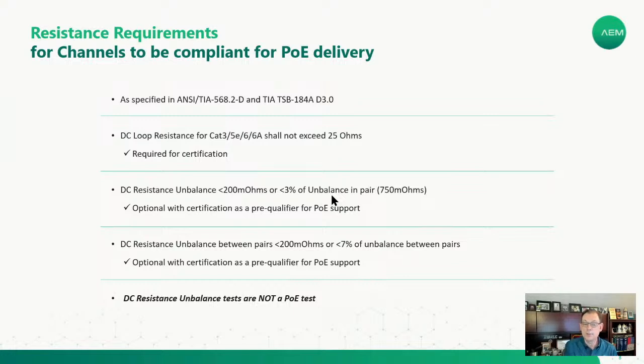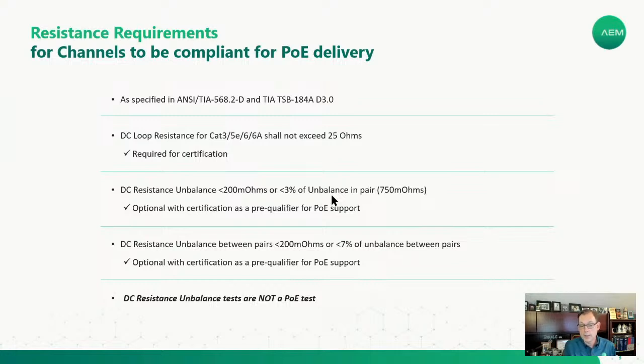The next one that's not required, but is part of that optional test, is DC resistance unbalance, where we look at the DC resistance, and this one is in pair. We look at the DC resistance measurement of each side of the pair, the tip and the ring of that pair. And we make sure that each of those conductors has a resistance value that's fairly close to the other one. So they need to be less than 200 milliohms difference or less than 3% between the two. There can't be too much of a difference between those two.